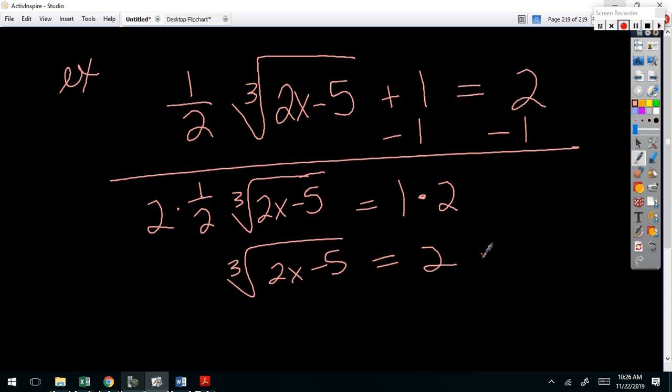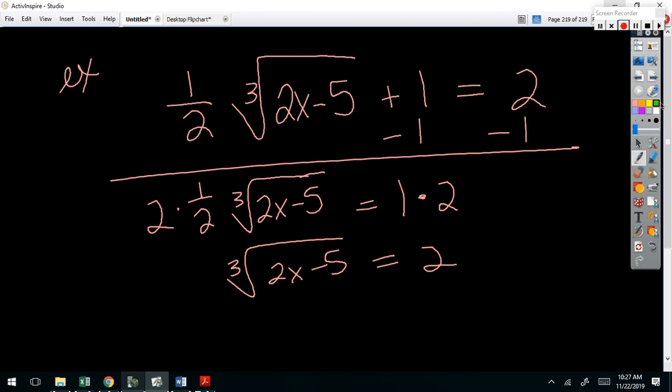The reciprocal of the fraction. Instead of dividing by a fraction, it's easier if you multiply by the reciprocal. You could divide by a half, but it's the same thing as multiplying by 2 over 1.